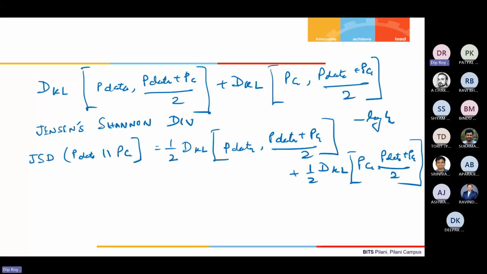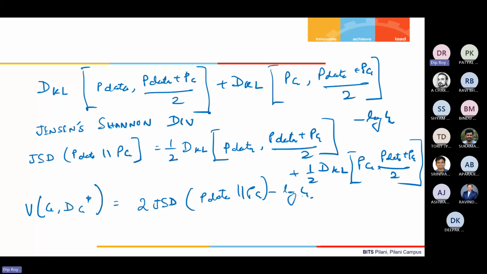And now, if I just plug in this formula at the top, what will you get? Your GAN training objective is equal to twice of JSD of P data and PG, minus log of 4.